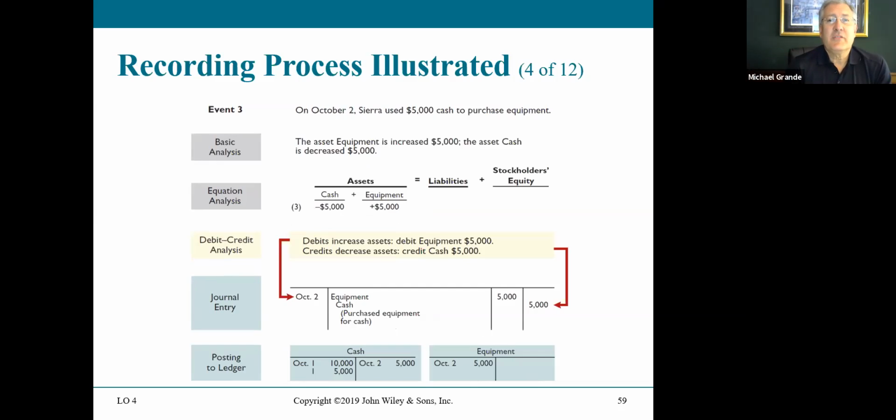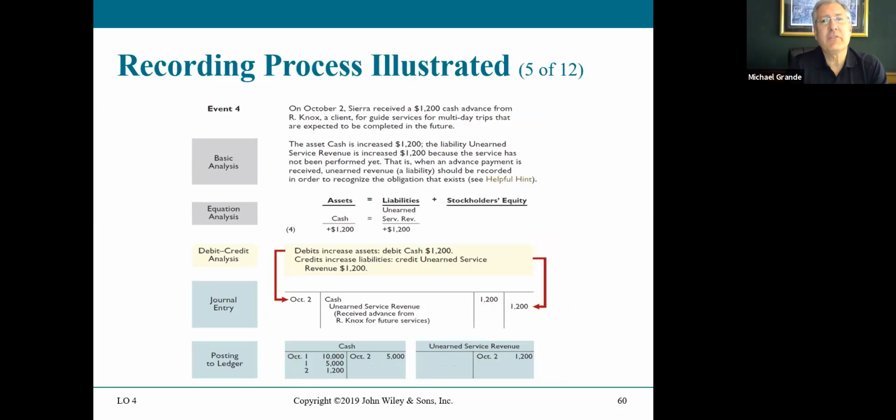On October 2nd, Sierra used $5,000 cash to purchase equipment. Let's look at the journal entry. We recorded the increase in the asset, equipment $5,000, and the decrease in cash, credit $5,000. At the bottom of the screen, you can see the cash T account again. Again, another transaction going through that one account. You got the credit to cash, and then the equipment account goes up, it's a debit.